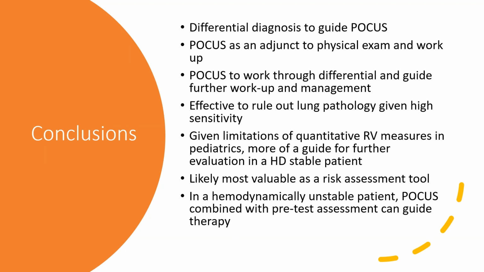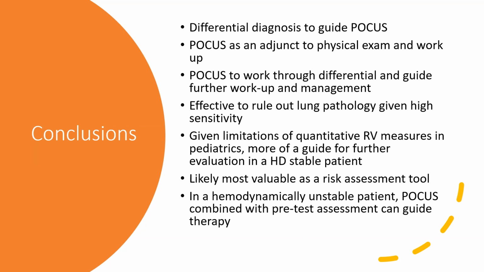So we just talked about the limitations of quantitative RV measures. This is more of a guide for further diagnostic workup if we think in a hemodynamically stable patient. So if, like in this patient, we had a dilated RV, evidence of hypertension, maybe some reduced systolic function, and she was hemodynamically stable, then we would get the definitive test, which is probably a CTA.